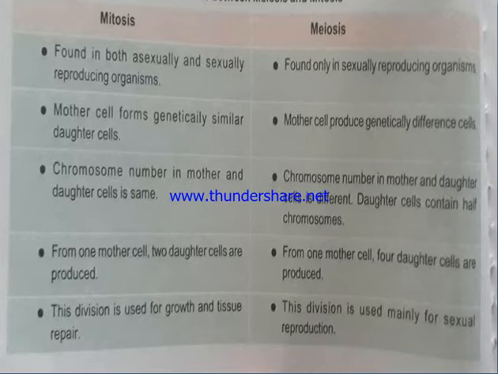Please note down. The differences are very easy. Mitosis is found in both sexual and asexual reproduction, but meiosis is only found in sexually reproducing organisms. In mitosis the mother cell forms two similar daughters, but in meiosis the mother forms genetically different cells. Chromosomes in mother and daughter are the same in mitosis. In meiosis, the chromosome number in the daughter is half. From the mother cell two daughter cells are produced in mitosis. From one mother, four daughter cells are produced in meiosis. Okay, so this is about mitosis and meiosis.